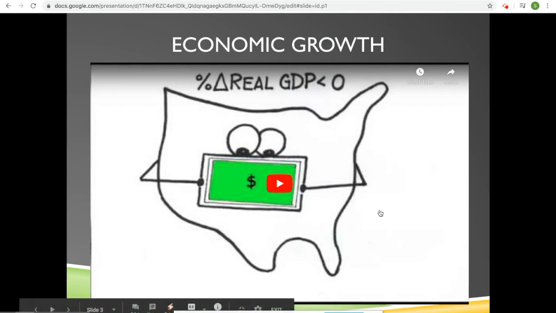Right, so that short video, I think, makes it really clear the difference between real and nominal GDP and why we use real GDP.